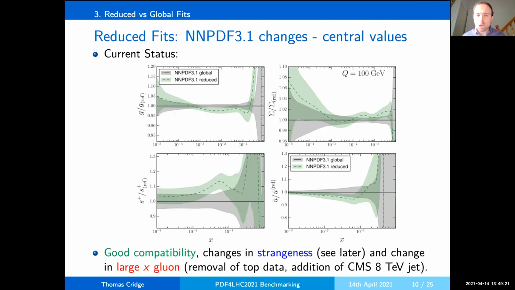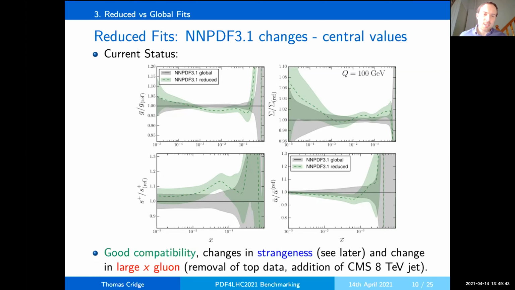Again, there's a good overall compatibility. There's some changes in the high-x gluon shape in the top left again. That's due to the removal of the top data and the addition of the CMS 8 TeV jet data relative to the NNPDF 3.1 global fit. There's also some changes perhaps in flavor decomposition, and you can notice there are some changes in the strangeness, which I'll refer to later with relevance to the NuTeV data.